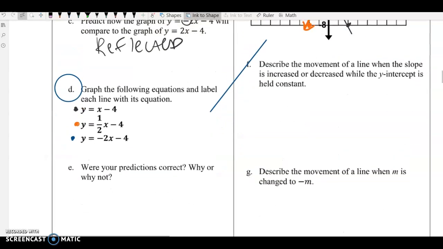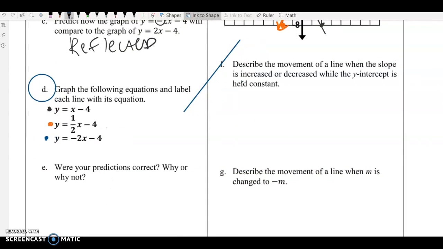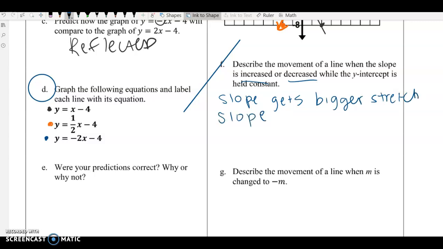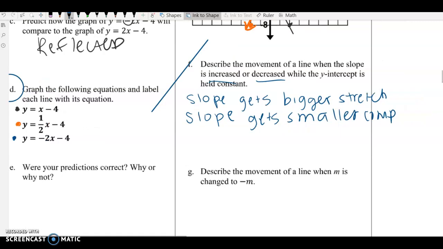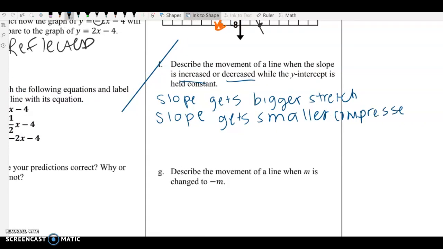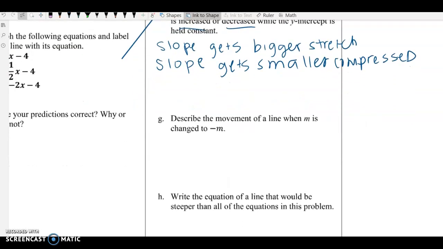Why or why not? All right, so it says describe the movement of a line when the slope is increased or decreased while the y-intercept is the same. So if my slope gets bigger, that's a stretch. If my slope gets smaller, it's compressed. Okay, and down below, if my m turns negative, so if I go from 2 to -2 for my slope, that's called a reflection.